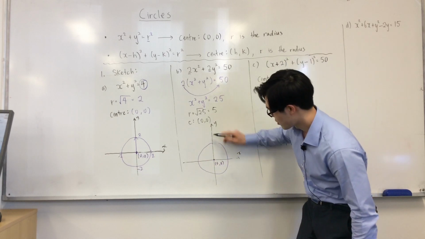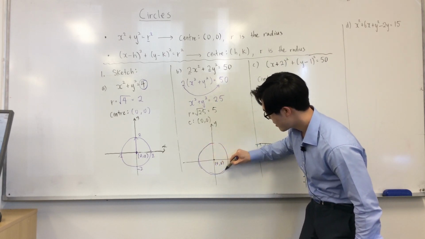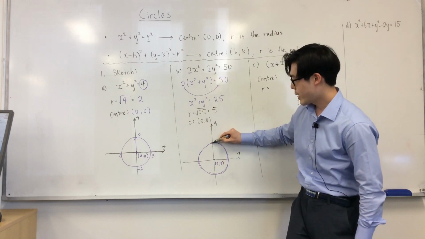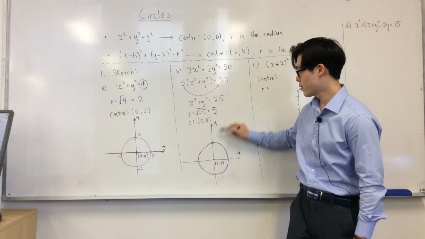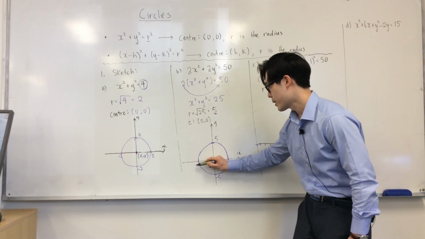Okay, that's a terrible circle. Let me try again. It's okay. So draw a nice, neat circle where it goes through 5, 5, minus 5, minus 5.